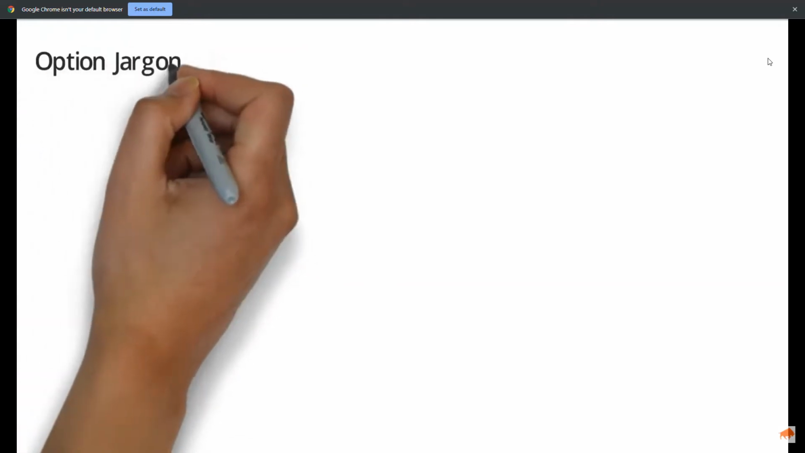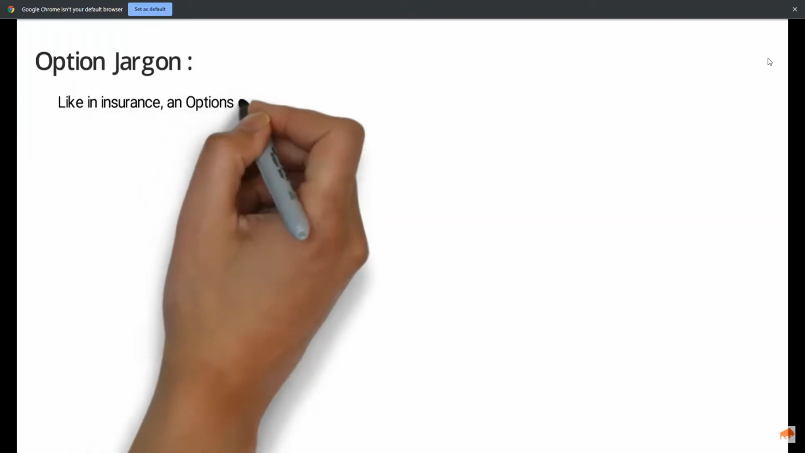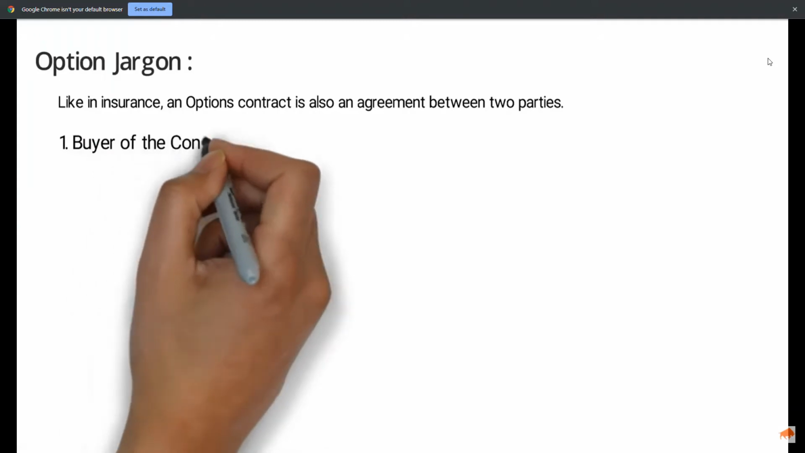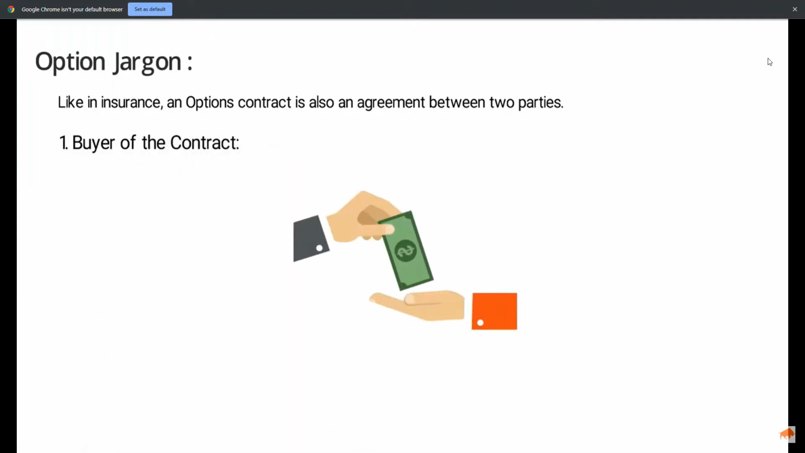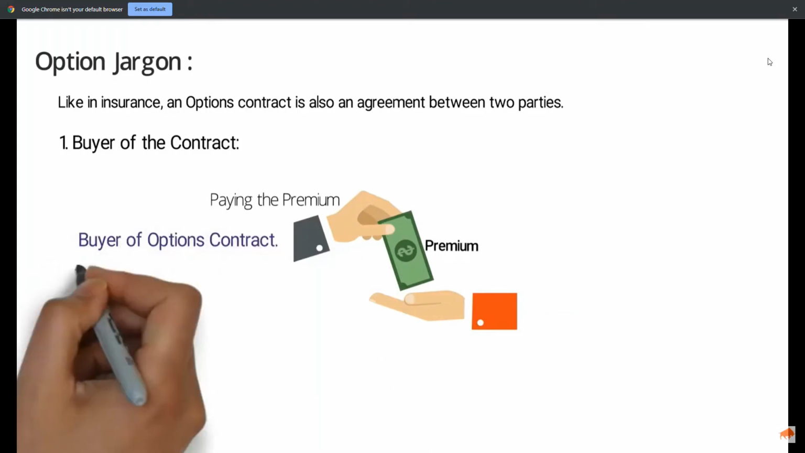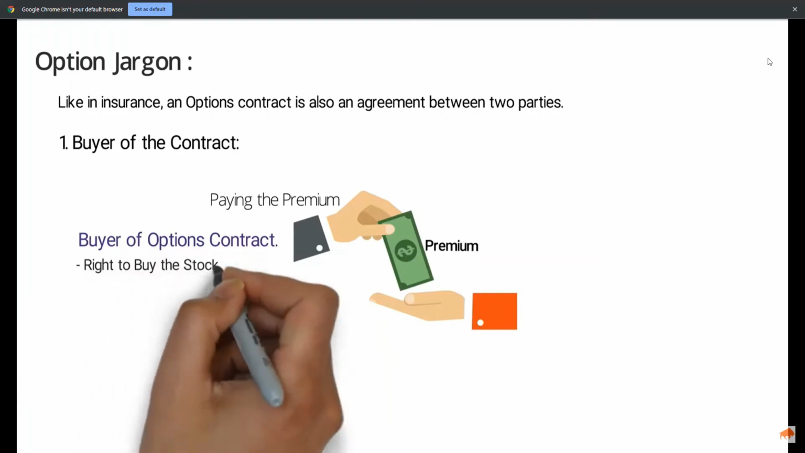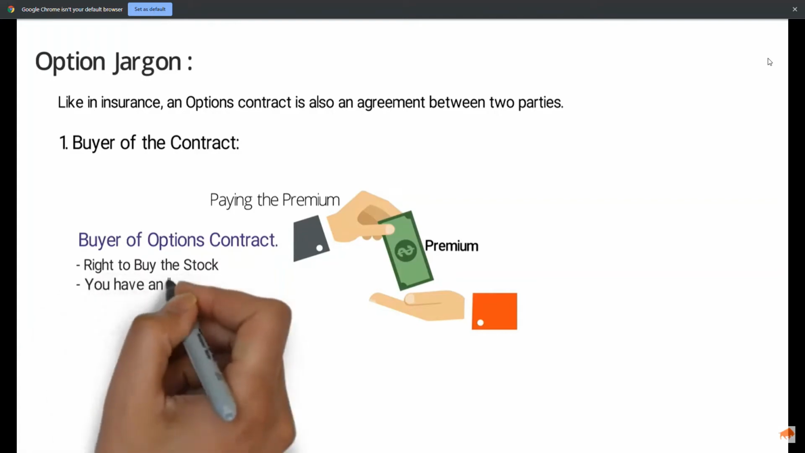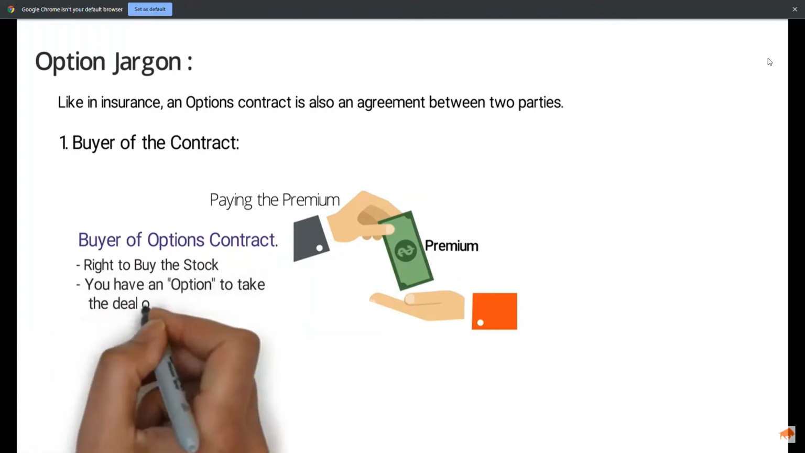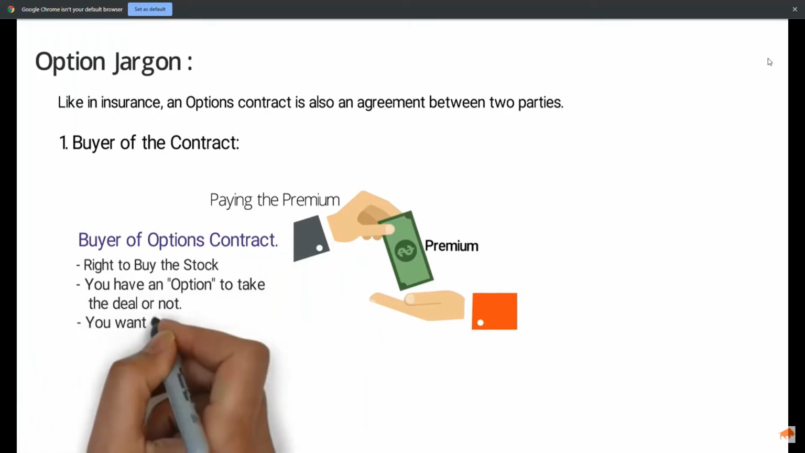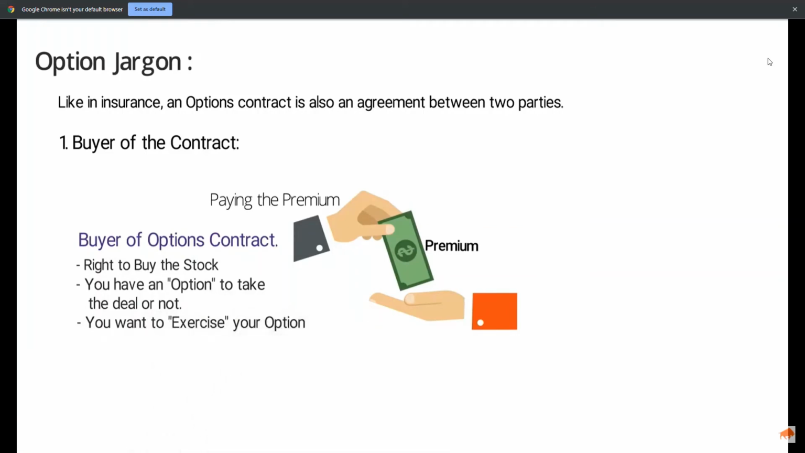Now is a good time to introduce you to some jargons. Like an insurance, an option contract is also an agreement between two parties. These two parties are, number one, buyer of the contract. You are paying the premium, so you are buyer of option contract. This gives you the right to buy the stock at the agreed price. By right, I mean you can take or leave the deal, completely your wish. You have an option to take the deal or not. That's why the term option. When you want to execute the deal, we'll call it you want to exercise your option.